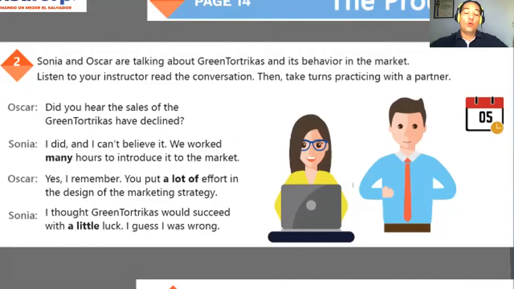Okay, questions, new words. All right, do you see any new words? Can you repeat the pronunciation for I thought? Thought. Thought. Okay, thanks. I thought green tortricas. Anybody else? Anything else?